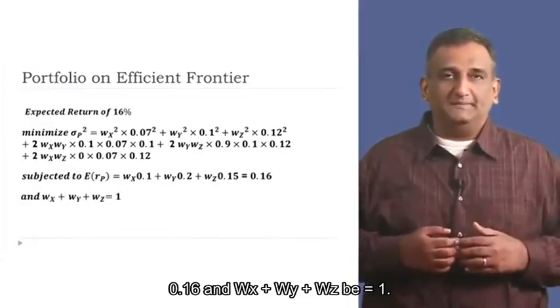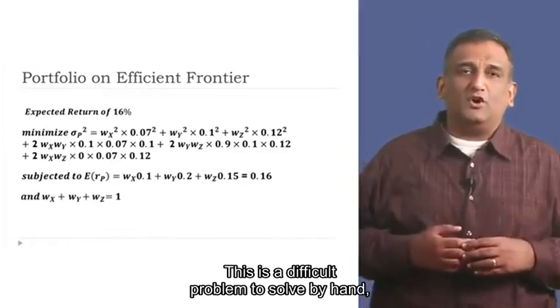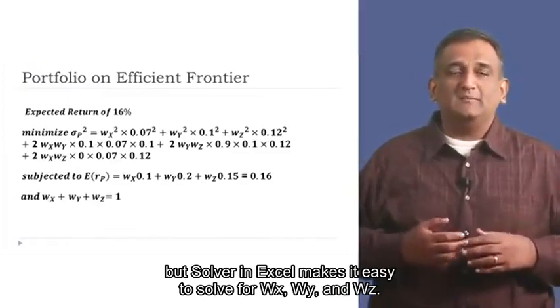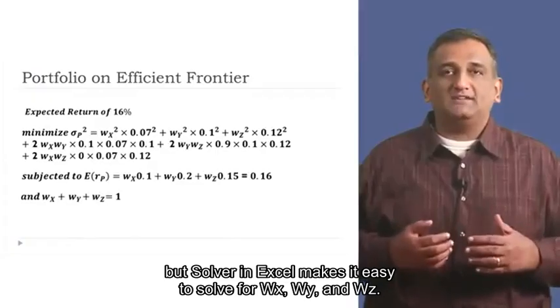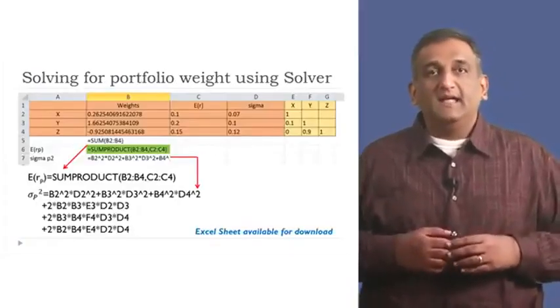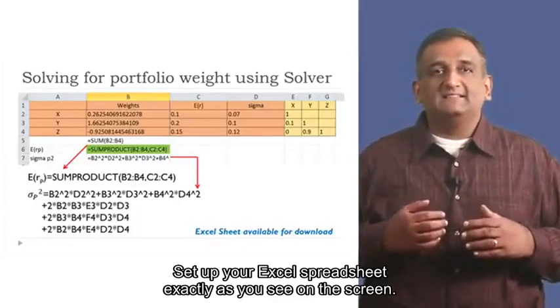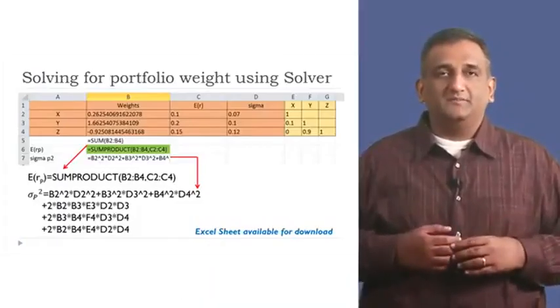Learning outcomes. After watching this video, you will be able to understand the difference between the mean variance frontier and the efficient frontier, and define the minimum variance portfolio, that is, MVP.